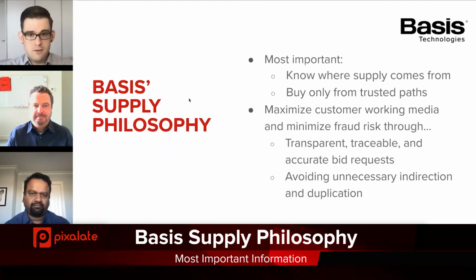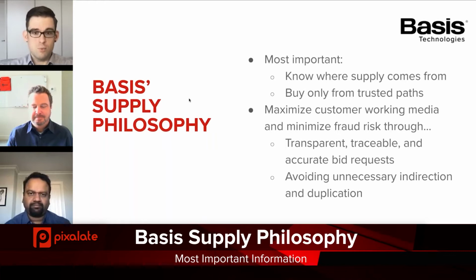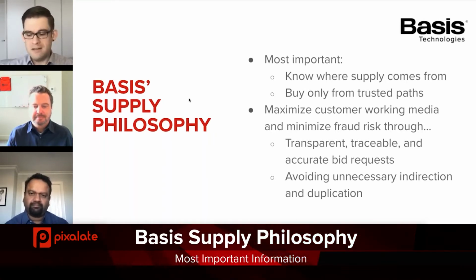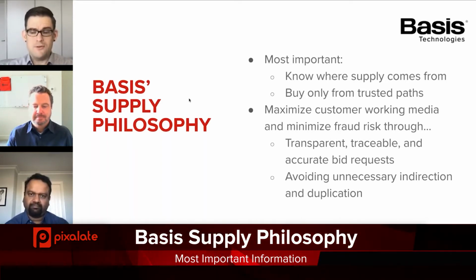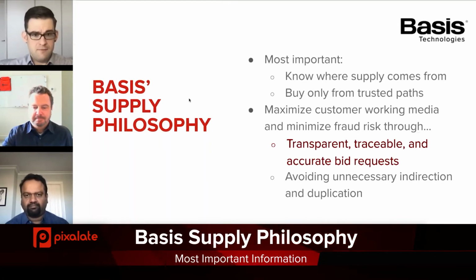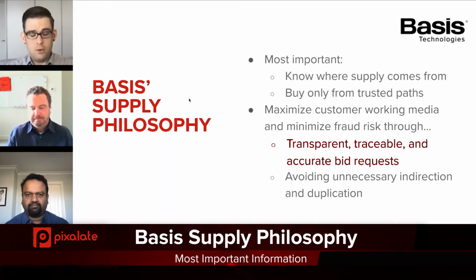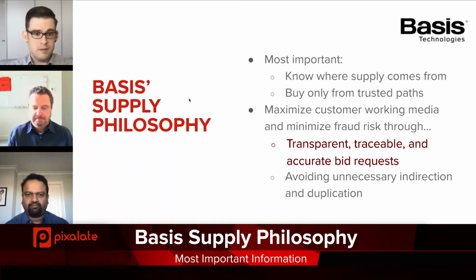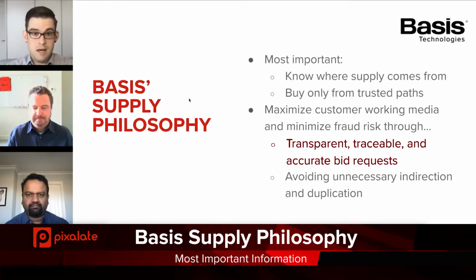Ultimately, what we're seeking to do is maximize our customers' working media and minimize their fraud risk. And by that I mean maximize the amount of their spend that goes to actual media, that goes to the publisher instead of going to unnecessary middlemen. And we do this by requiring that bid requests are transparent, traceable, and accurate, meaning they have the information we need to be able to follow it back to the source through however many parties it passed through. And that includes things like the supply chain object.